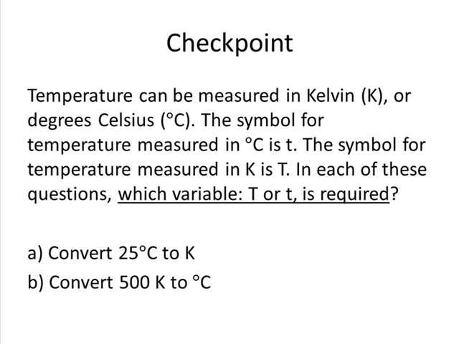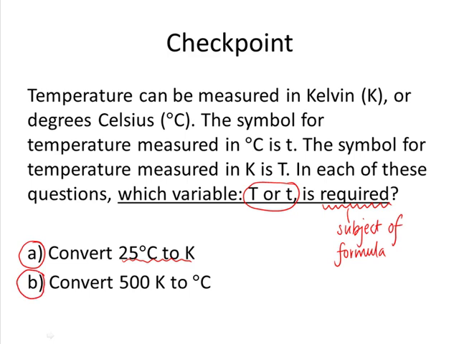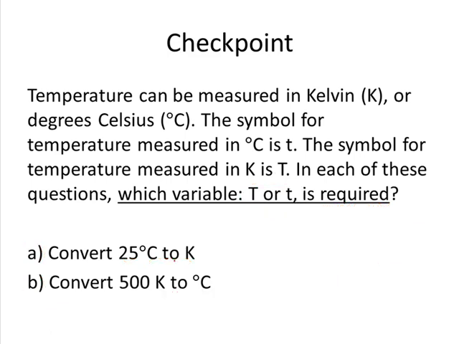But before we get to the details of how to manipulate a formula, ask yourself this question. A, if we were wanting to convert 25 degrees Celsius to Kelvin, which variable, capital T or small t, would we want to be the subject of the formula? In other words, what are we required to find out? And what about B, if you were asked to convert from 500 Kelvin to degrees Celsius? Which variable, capital T or small t, is now required and therefore best put as the subject of the formula? Pause the movie while you answer that.